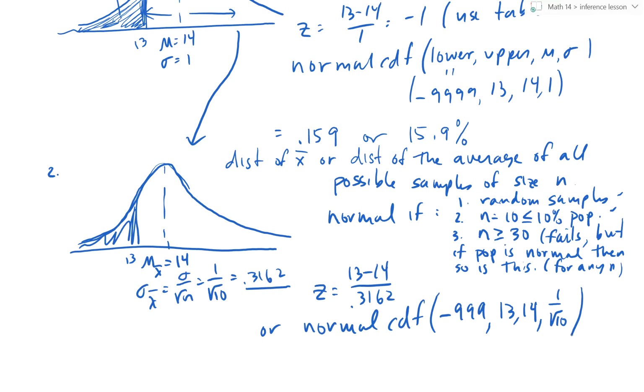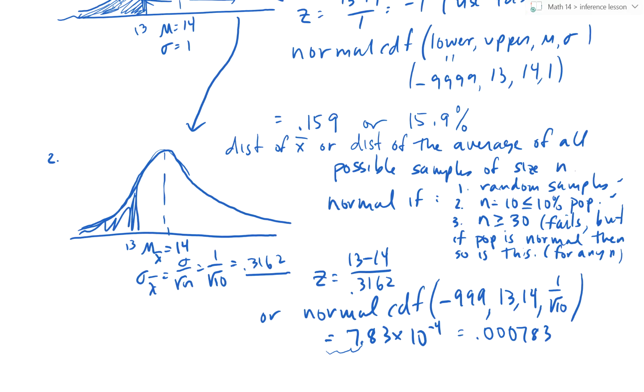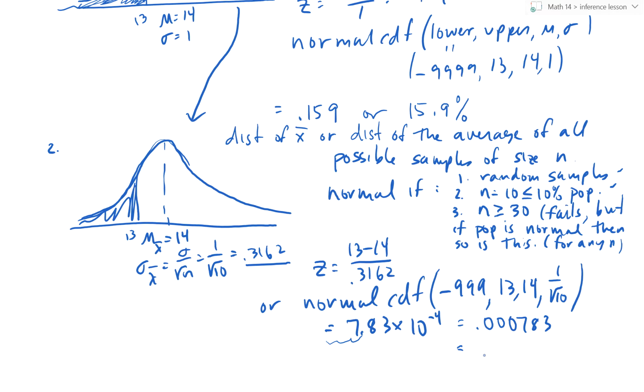Are you doing that on your calculator too? Pause it and do it, then turn it back on. I don't have to pause, but you can. Oh my goodness, so this is going to be 7.83 times 10 to the negative 4, which means move the decimal over 4 places to the left, which is 0.000783, which is 0.0783%.